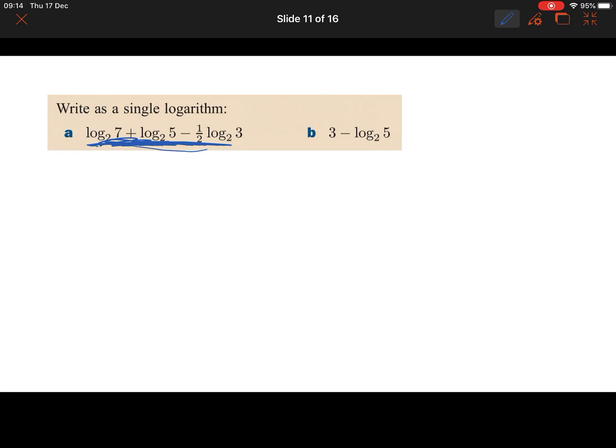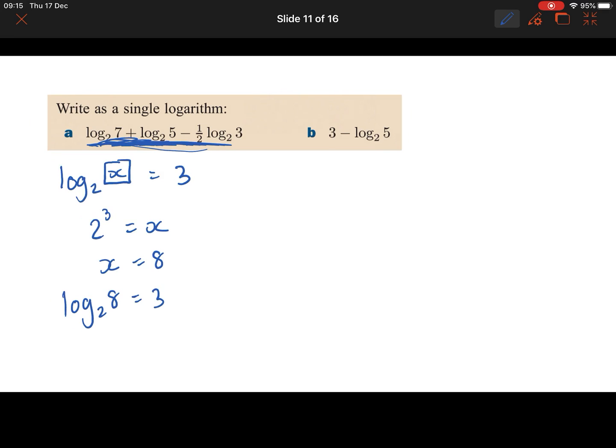Now, what about B? B is tricky. Now watch this carefully. We can't bring together B just yet because 3 is not written as a log base 2. What we need to do is write it as a log base 2. So watch this little trick. I'm going to say log base 2 of something is equal to 3. So let's call that something x. Use exponential form. So change that into 2 to the 3 equals x. That means x must be equal to 8, which means log base 2 of 8 is equal to 3.